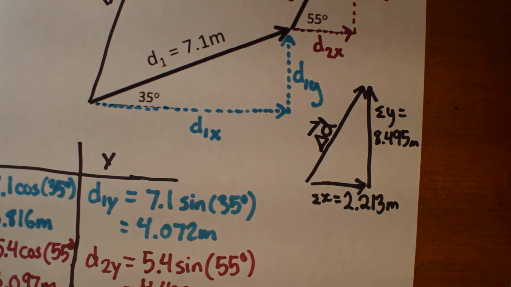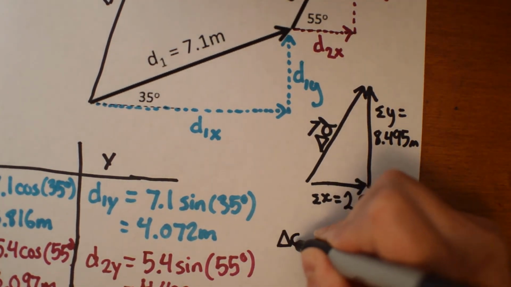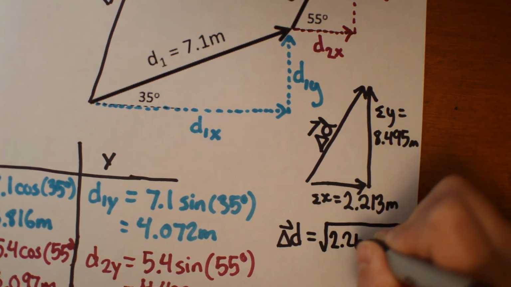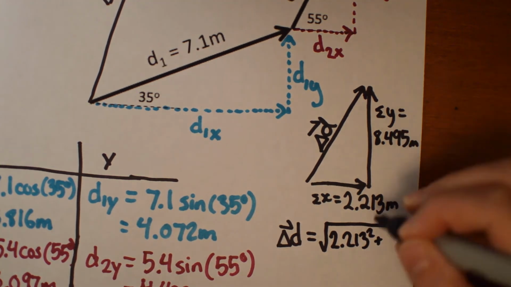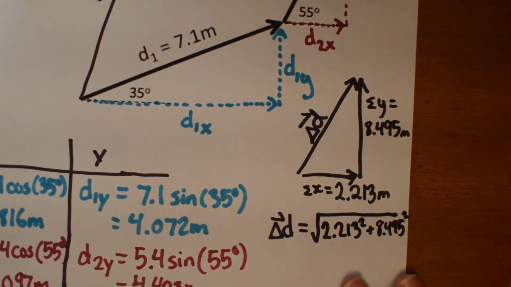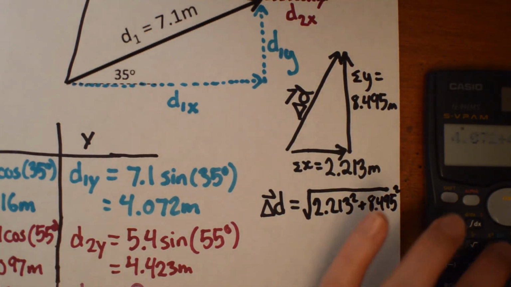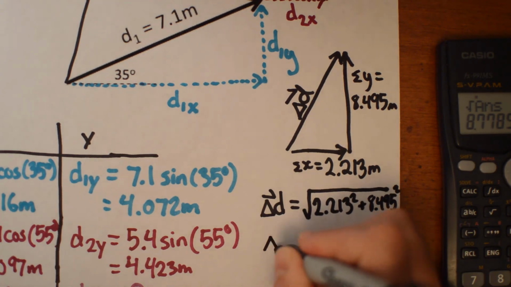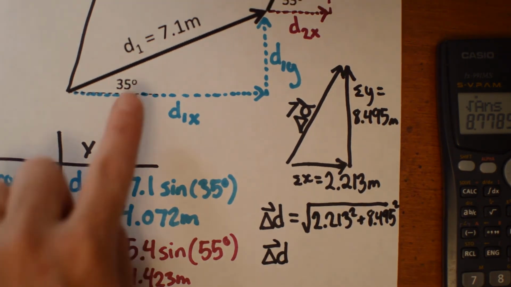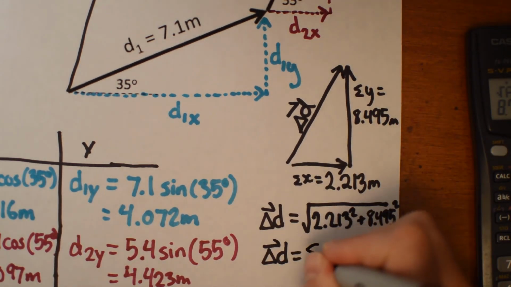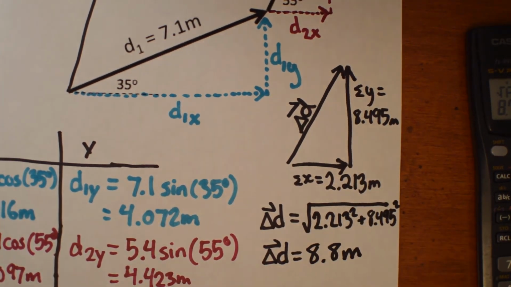That's going to be Pythagorean theorem. So delta D is going to be the square root of the 2.213 squared plus my 8.495 squared. I'm running out of room. All right, so 8.495 squared plus my 2.213 squared, square root that, and I get my delta D. Now I'll just check sig figs. I've got 2 sig figs everywhere, so my delta D is going to round to just 8.8 meters.